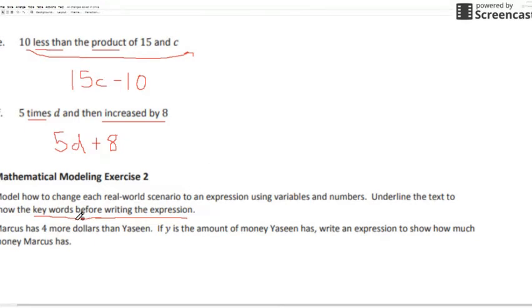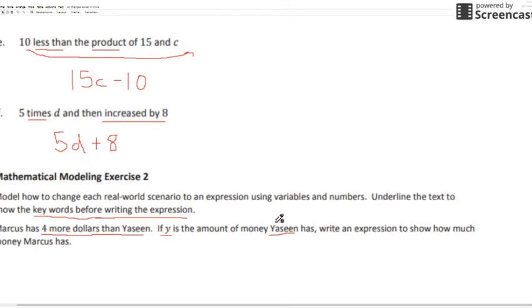So let's go ahead and look at this. It says Marcus has $4 more than Yasin, it looks like. If Y is the amount of money Yasin has, write an expression to show how much money Marcus has. Well, if we look at the important pieces of information, the most important piece of information is right here: $4 more than Yasin. And then the other piece of information that's important is that we're letting Y represent Yasin's money.